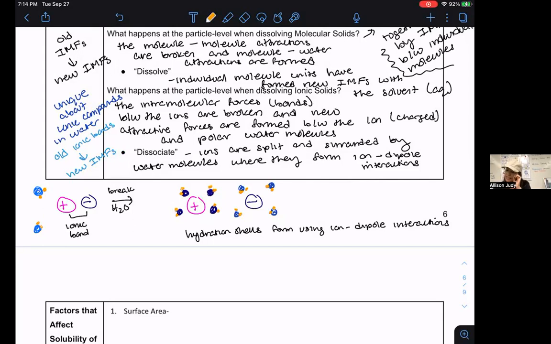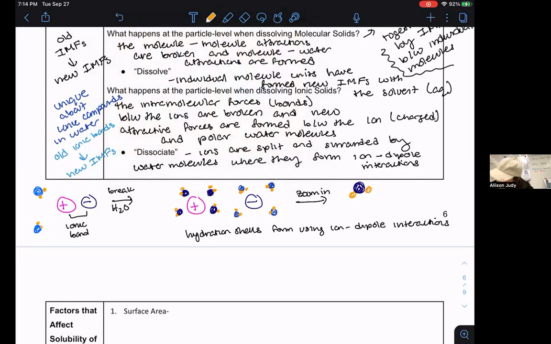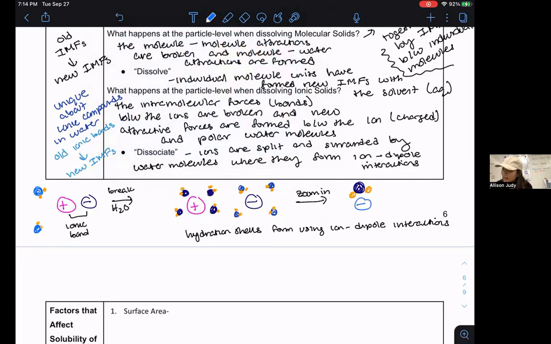And so what you see is, zoom in, you literally see an attraction between the partial positive end of the water molecule, polar molecule, with the negative anion. This is your partial positive end. An ion to a dipole interaction.